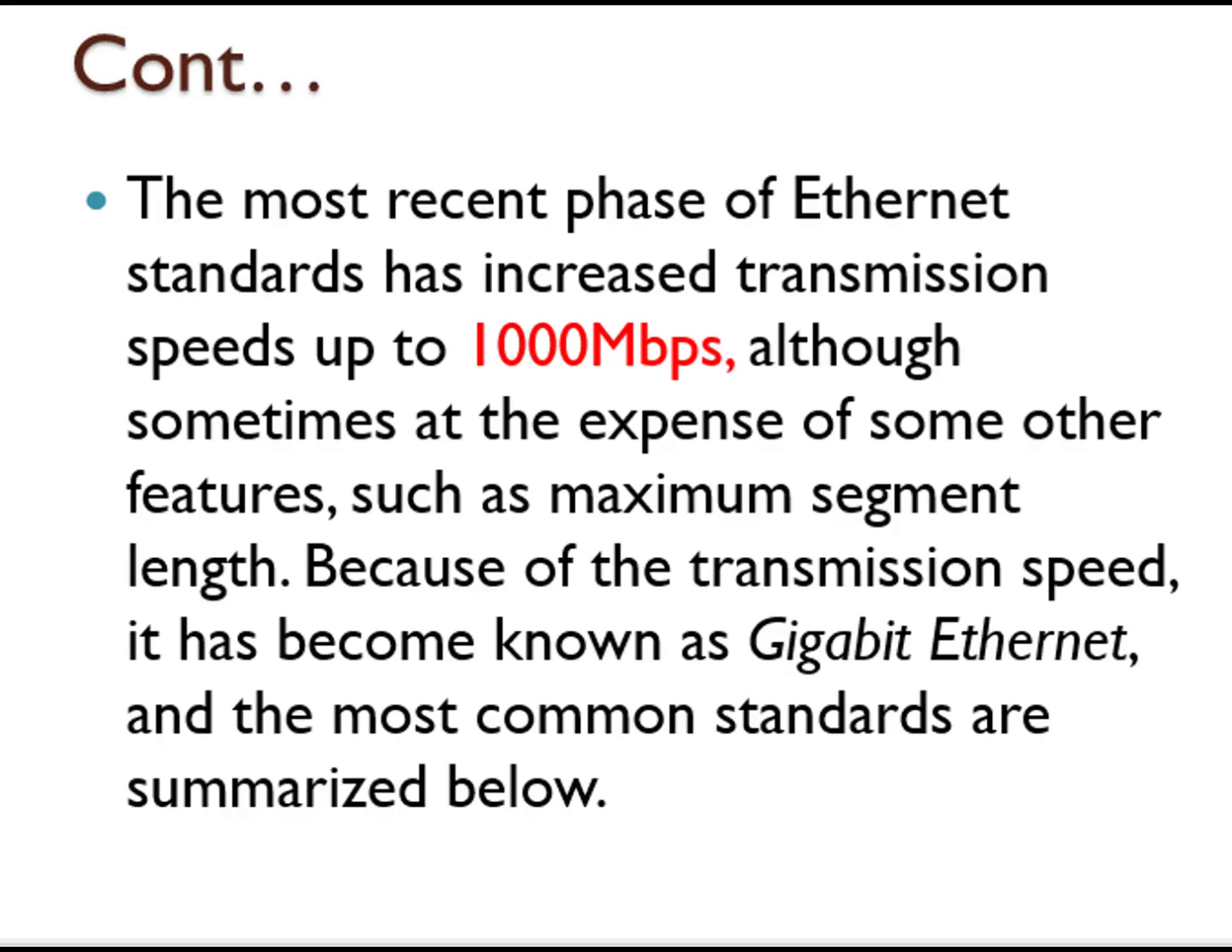The most recent phase of Ethernet standards has increased transmission speeds up to 1000 Mbps, although sometimes at the expense of some other features, such as maximum segment length. Because of the transmission speed, it has become known as Gigabit Ethernet, and the most common standards are summarized below.